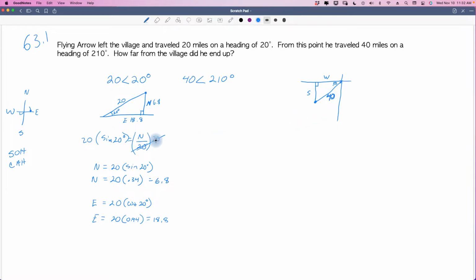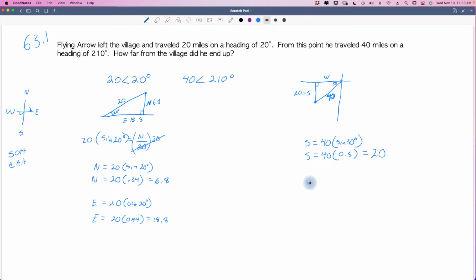Right, so just like we did over here, our north and south, that's going to be our opposite of our angle. South is going to be opposite of our angle. So we're going to use our sine. So S is going to equal 40, which is the hypotenuse, times the sine of 30 degrees. And the sine of 30 degrees is 0.5. And when we multiply that, we get 20. So S is 20.